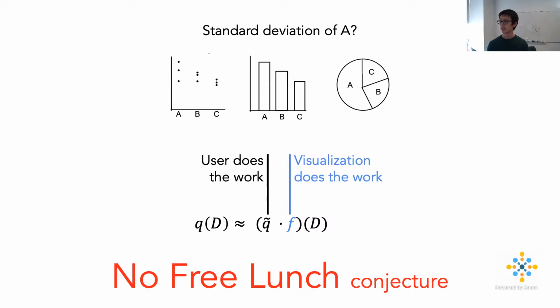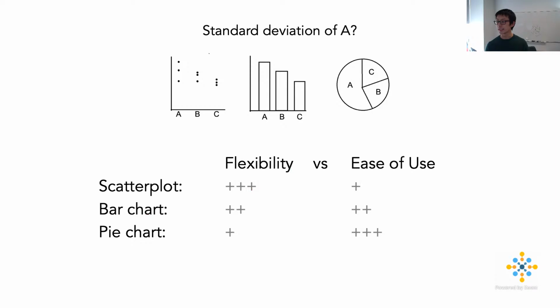But what if the task or the query changes a little bit to standard deviation of A? Well, the pie chart and the bar chart don't have enough information, so they're invalid. The scatter plot didn't transform the data, and so can answer this. What this suggests is that there's a trade-off between design flexibility and ease of use. So the scatter plot, in some sense, is more flexible in the questions that it can answer, but it's harder to use in general. Whereas on the other extreme, the pie chart is very, very easy to use, but only for a select set of questions.